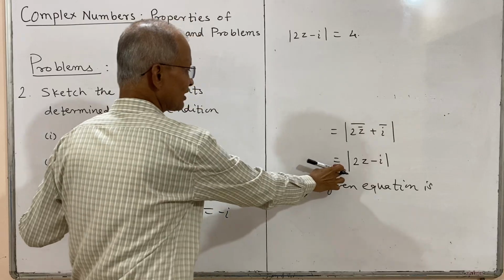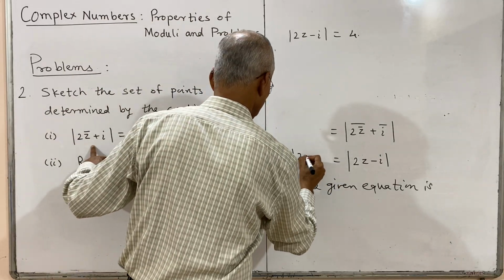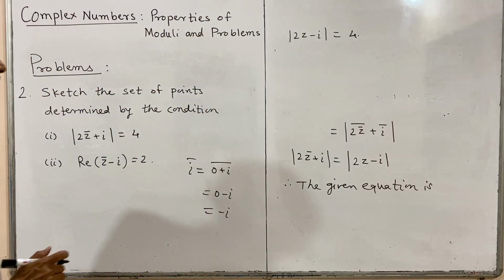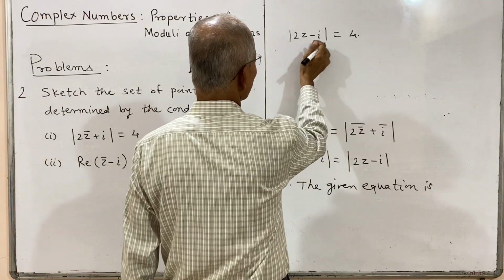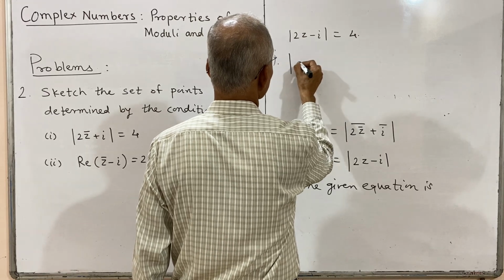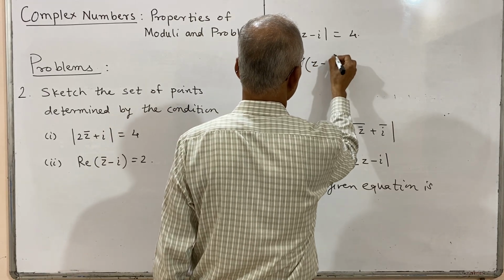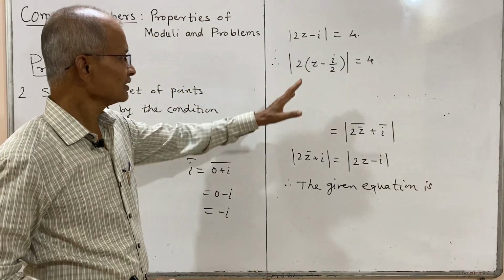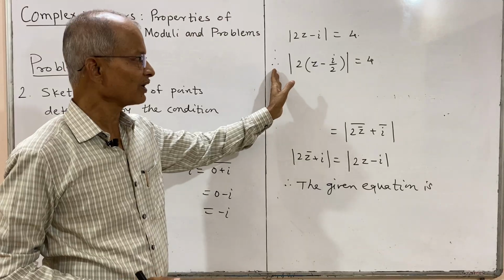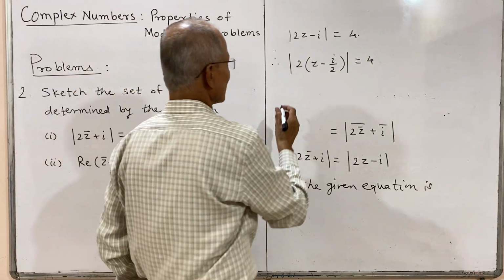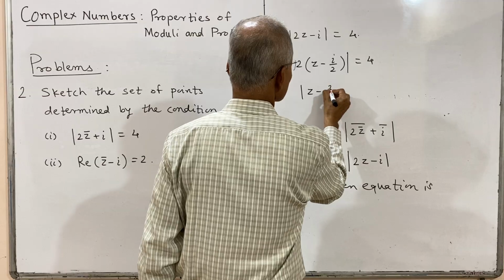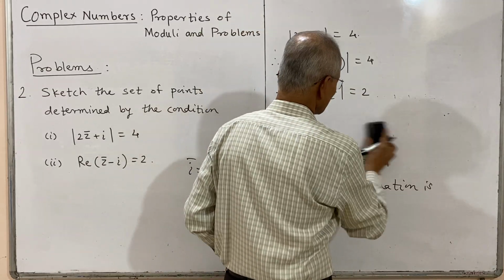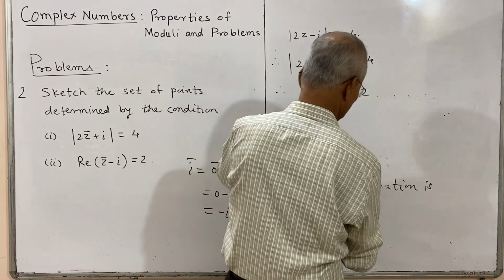We have simplified this and obtained this as 2z bar plus i is equal to 2z minus i. Now we can take 2 common from the left side, and then this can be written as 2 times mod of z minus i divided by 2 is equal to 4. This 2 can be written outside the modulus sign, and we can divide both sides by 2. So this gives mod of z minus i upon 2 is equal to 2. Thus we have expressed the equation in this form.